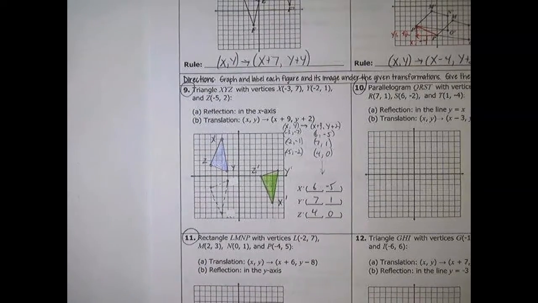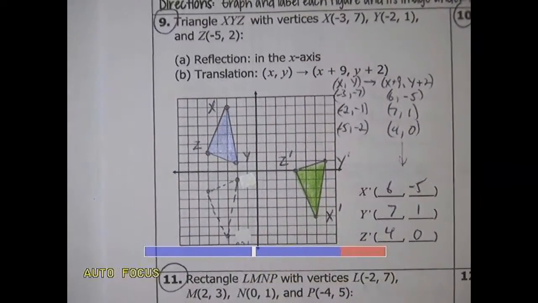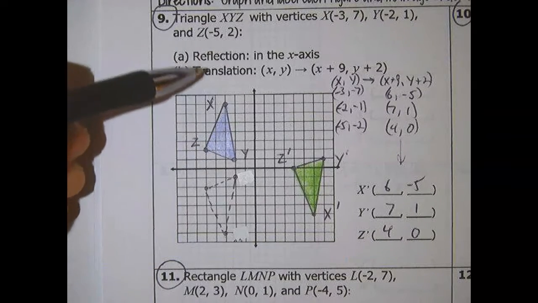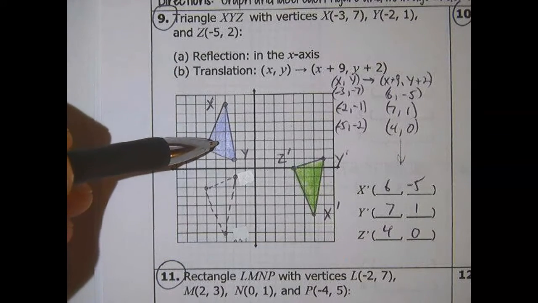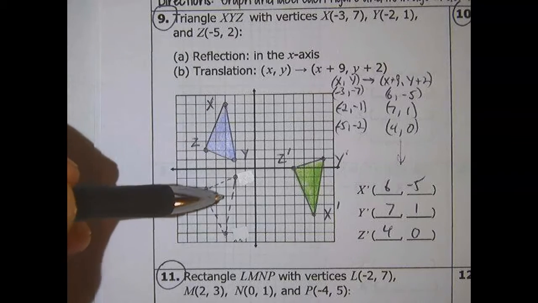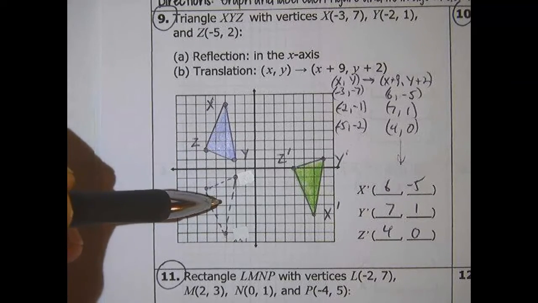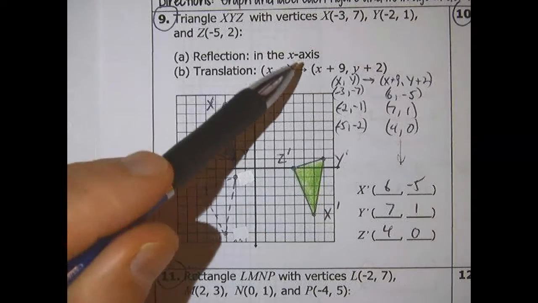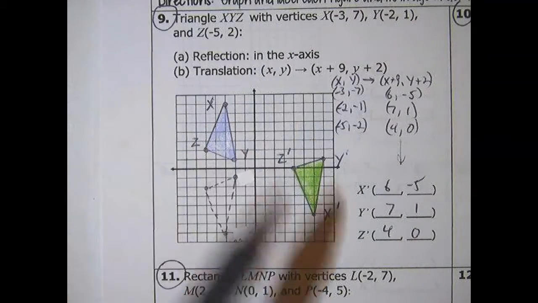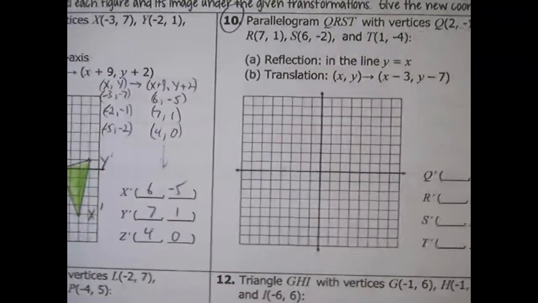And so just to remind you of what we did for that example, because this video is just going to be about two more examples similar to this, we first took the pre-image and graphed it, this blue one. First we reflected it over the x-axis, what you're looking at right here. Then we took this image, the reflection over the x-axis, and translated it according to the rule going over 9 and up 2. Okay, so we're going to do that again with two more examples.